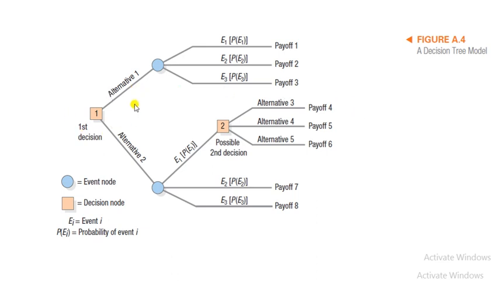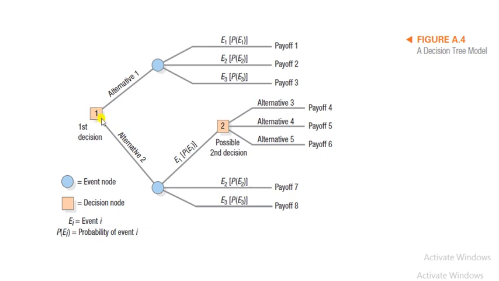In the decision tree model, there are two main things. The first one is called the decision node, and that decision node is represented with a square, and the other one is called the event node, and that event node is shown in the form of a circle. Another important point in the decision tree model is that after every decision node there will be branches, and those branches will show different alternatives.